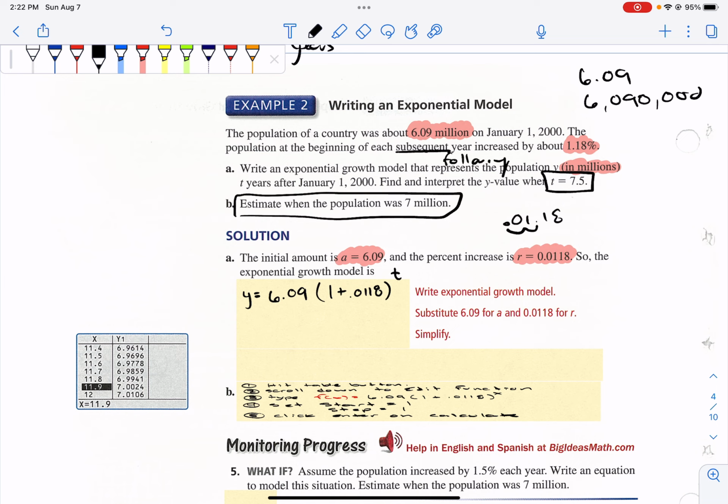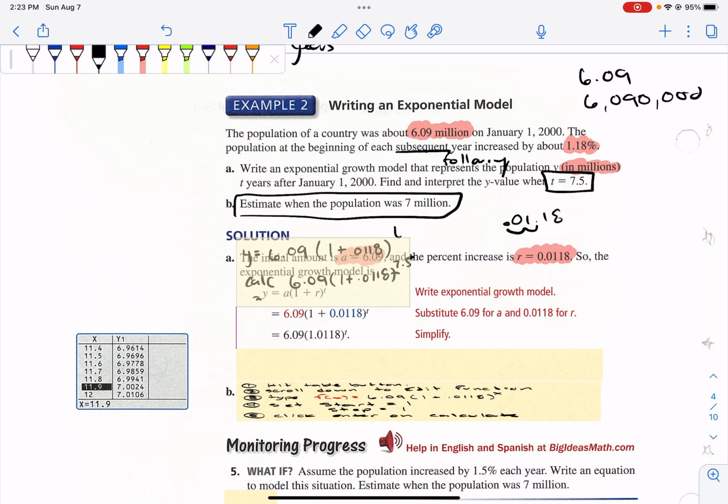Then it wants me to find out, well, what happens when t equals 7.5? So in my calculator, I'm going to type 6.09, parenthesis 1 plus 0.0118, parenthesis 7.5. You're going to plug that in your calculator, but you're going to write that on your paper. I don't expect you to solve that in your head, but I want to see that you wrote it on your paper before you typed it in your calculator. Then you're going to say, Mr. Reed, that equals, I don't even remember what it equals. What does it equal?